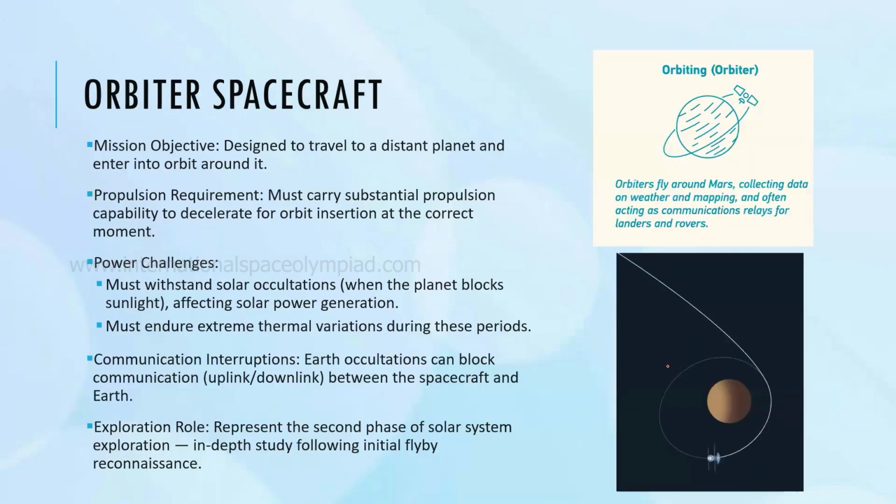Now, the second thing is the orbiter spacecraft. In the case of an orbiter spacecraft, as the name suggests, it makes orbits around that particular planet, or whatever celestial object it may be.